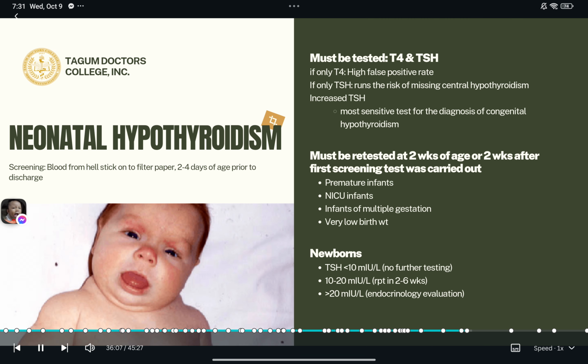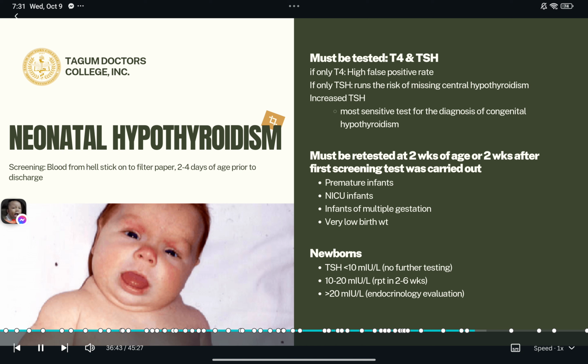So the screening is blood from the heels, not hell, but heel stick onto filter paper 2 to 4 days of age prior to discharge. So we usually test it sa our newborn screening, okay, our congenital hypothyroidism. Ang ginatest nato should be the T4 and the TSH. That must be both because if only T4 lang ang itest, it could have a high false positivity rate, and if only TSH, it could run the risk of missing central hypothyroidism.